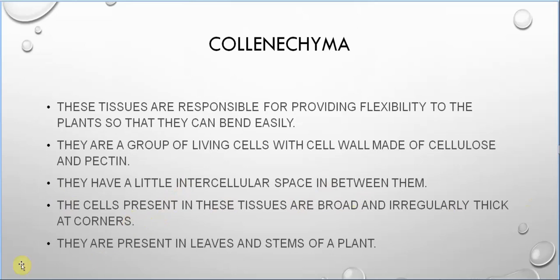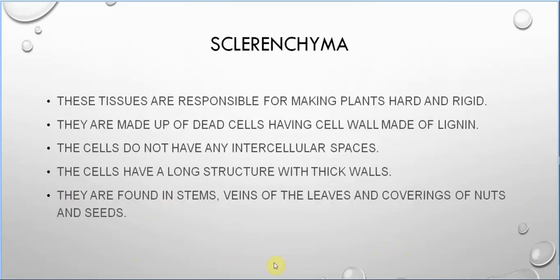Next one, they are present in the leaves and stem of plant. Where will you find this Chlorenchyma? You will find this Chlorenchyma in the leaves and the stem of a plant. The next one is Sclerenchyma. Now, these tissues are responsible for making plant hard and rigid. What are they responsible for? They are responsible for making the plant hard and rigid.